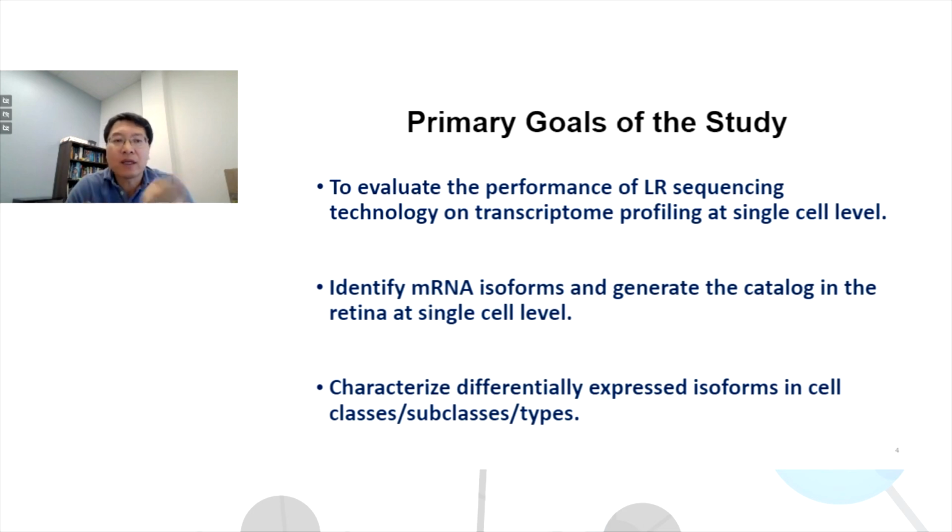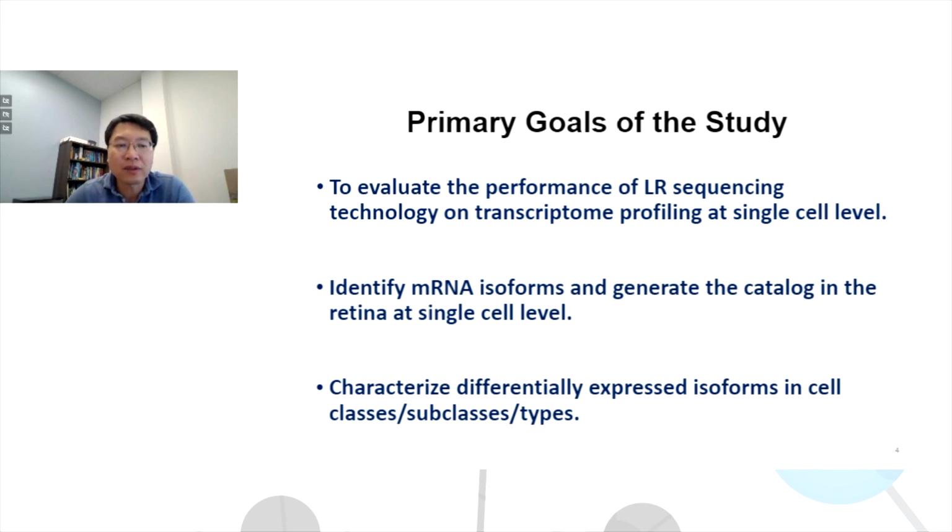To identify those isoforms, we designed a pilot project before we scale up, in particular in the human tissue. So we would like to perform some long-read sequencing using Oxford Nanopore, and to evaluate its performance against the transcriptome profile at the single cell level against the short reads.